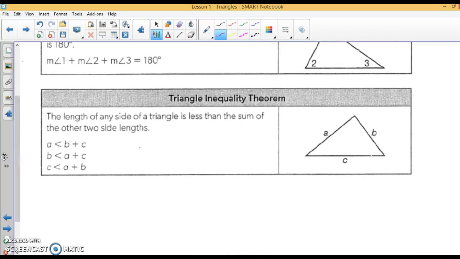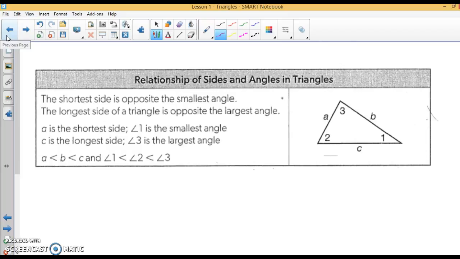Now, triangle inequality theorem. This is best learned in class where you can see me with my models. But basically what it is saying is side A has to be less than B plus C, because if I put B and C end to end with each other, it would be a straight line. A has to be less than that to form a triangle. Same thing with all the other sides. And we're going to take a look at examples. But again, that is better for you to see in person.